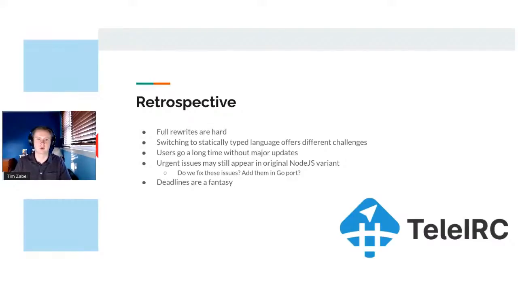And it became a challenge that when we were getting issues for the Node.js version, we really had to decide: do we stop what we're doing and fix these issues, or do we just work them into the Go port and let our users know that, sadly, these issues won't be fixed for quite a while? And also we found out that long-term deadlines are really a fantasy. If you're trying to get a release out in 6 months, that's almost impossible to accurately judge and get done in that exact time frame. And so I can hopefully say that we did not hit any of our deadlines.